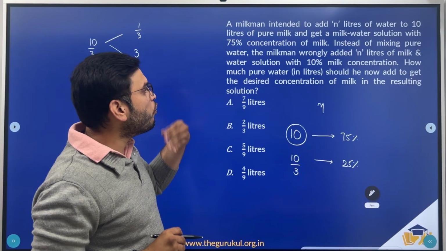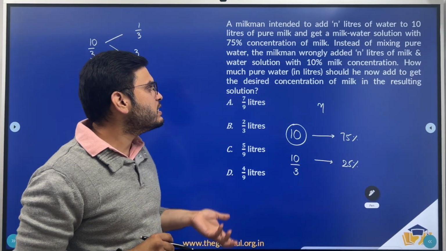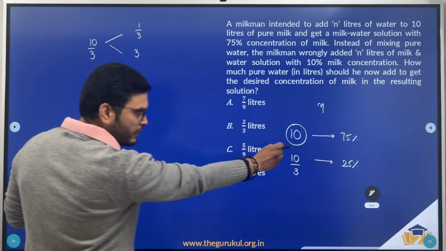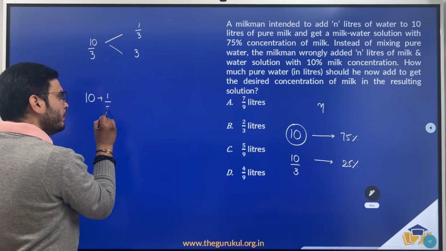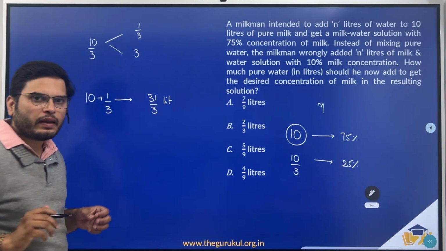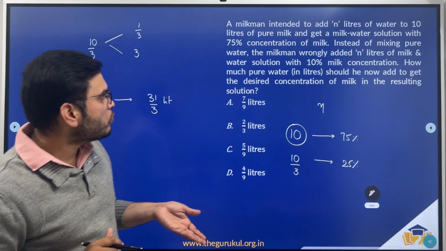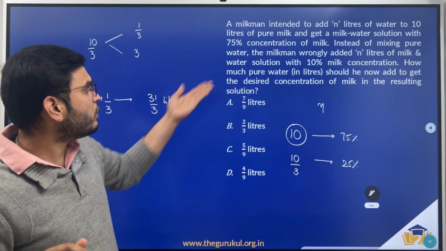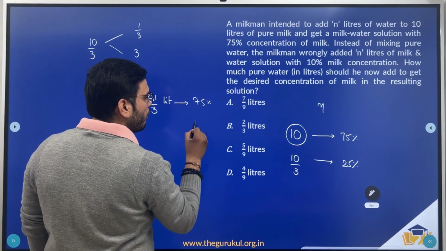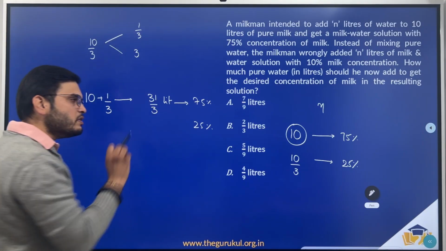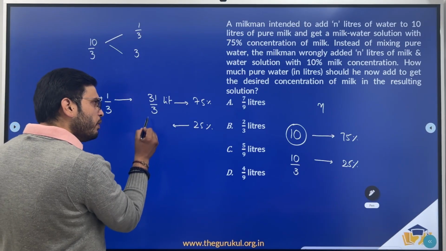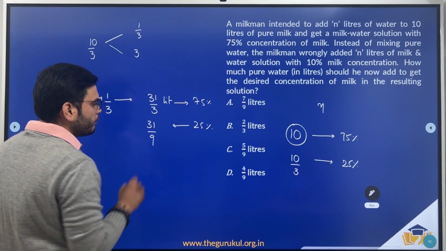So now how much pure water should he add to get the desired concentration of milk in the resulting solution, right? So what is the amount of milk? 10 liters initially plus 1 by 3 liters which was added. So now we have 31 by 3 liters of milk, right? Now how much water should be added so that the concentration of milk is 75%? If this is 75%, remaining 25% should be water. Now if 75% is 31 by 3 liters, what should be the amount that contributes to 25%? It should be one third of this, so 31 by 9, right?